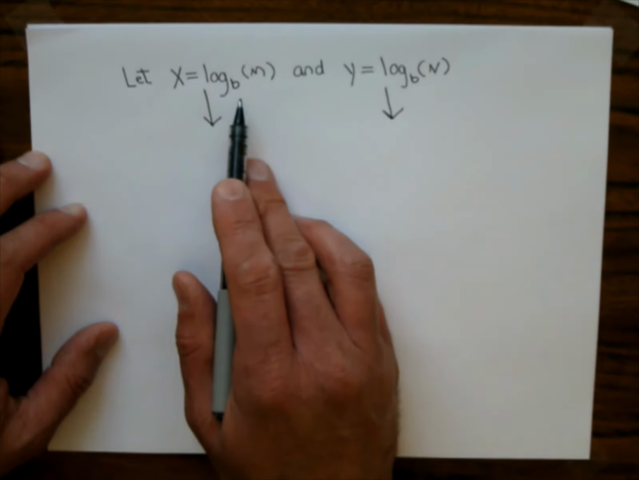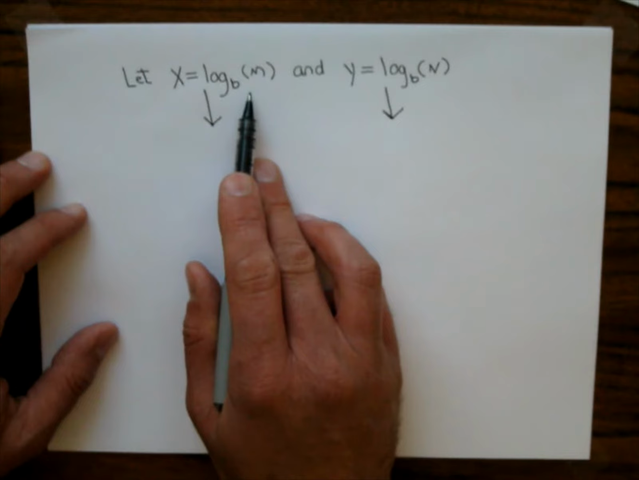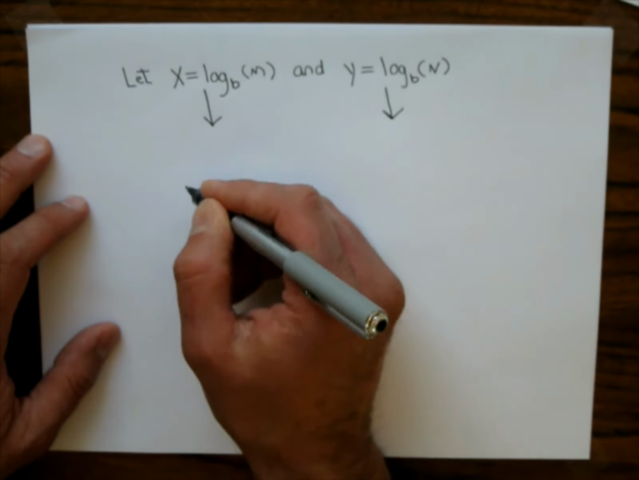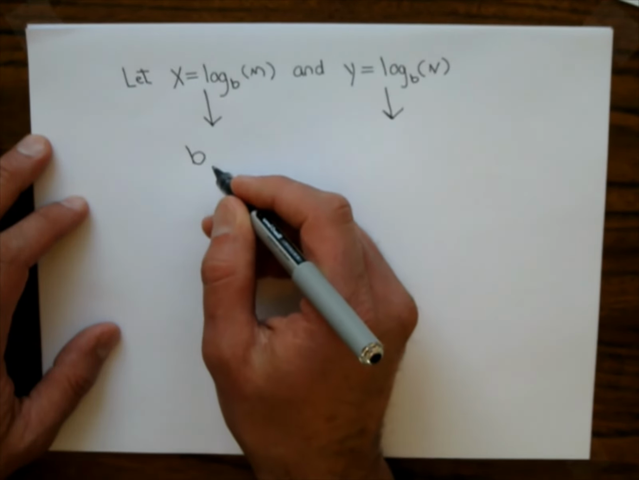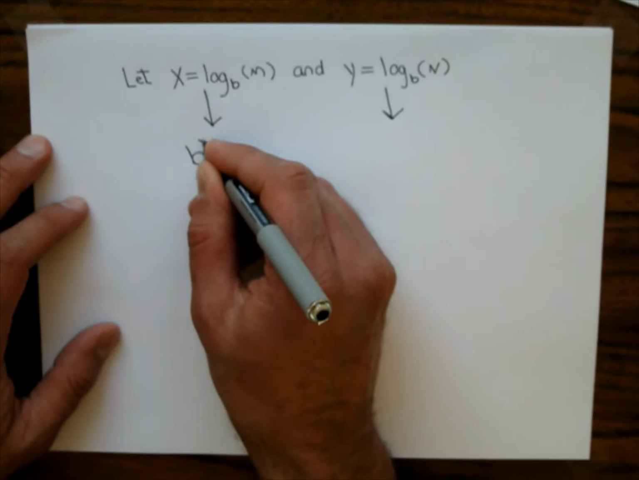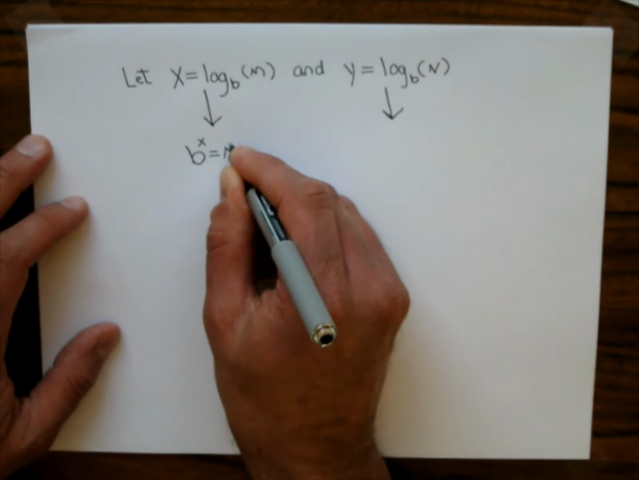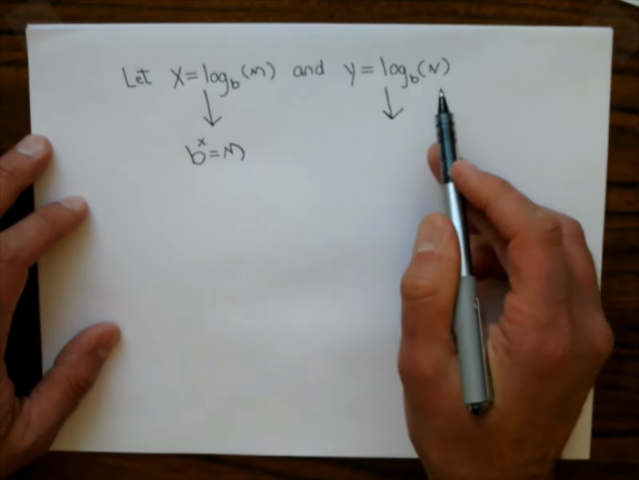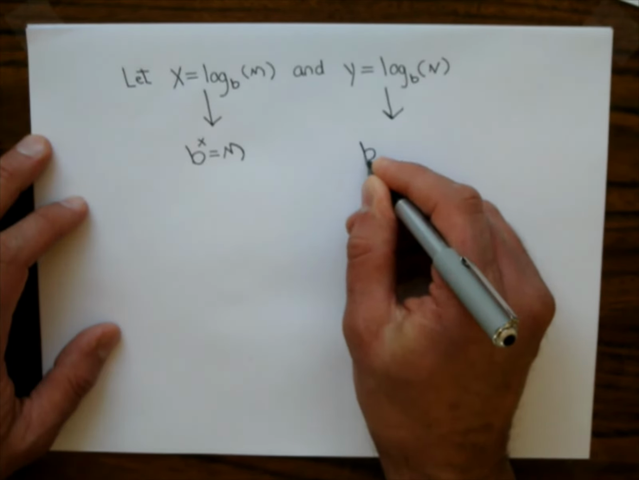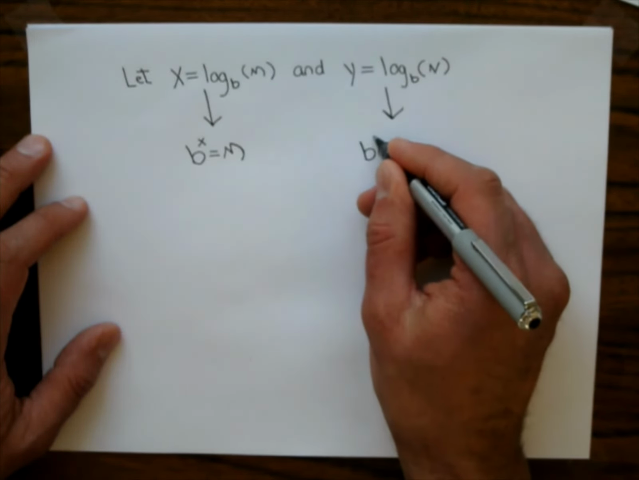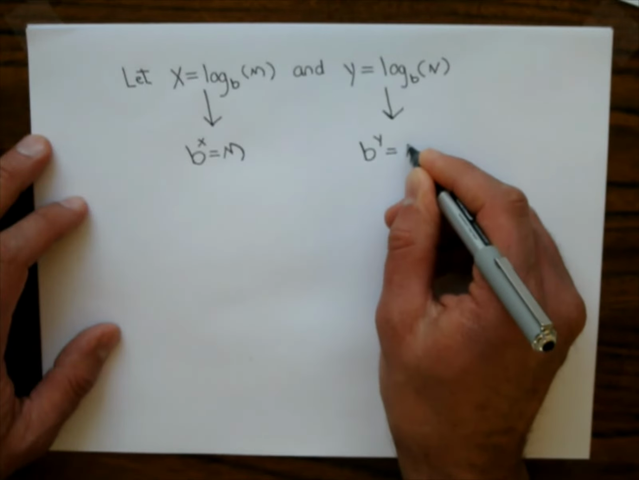Okay, this is Superman. I'm gonna change this to Clark Kent. So this is the definition of a log. The base is b, the exponent is x, and this equals m. Okay, so that's just the definition. And I'm going to do the same thing with this Superman too. Base is b, exponent is y, and this equals n.